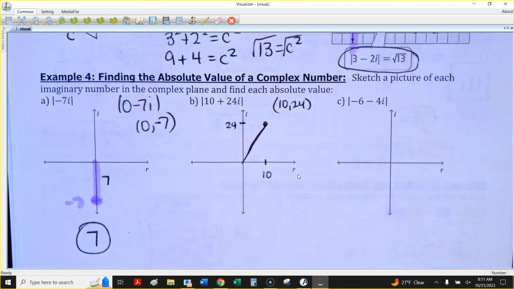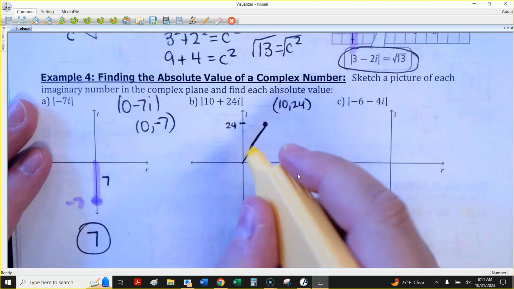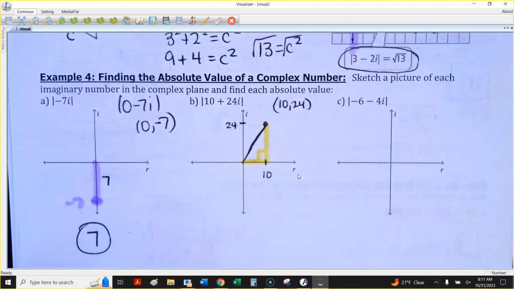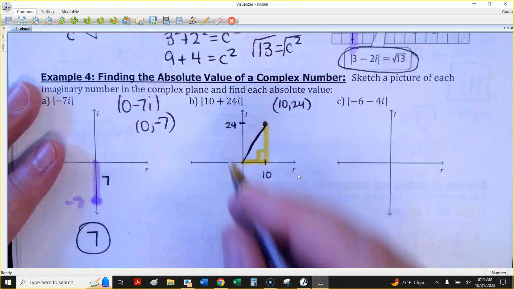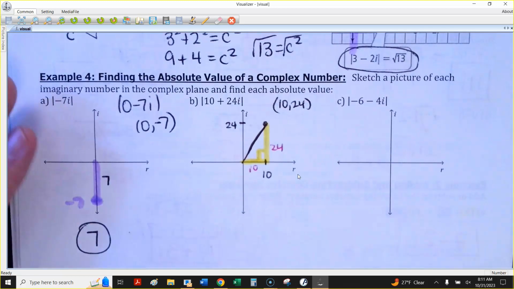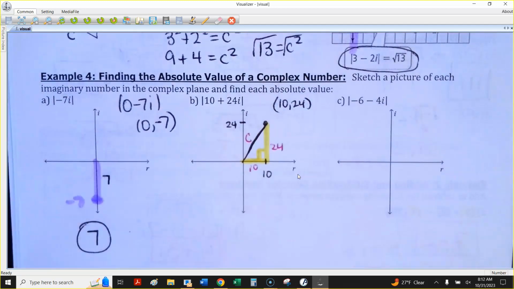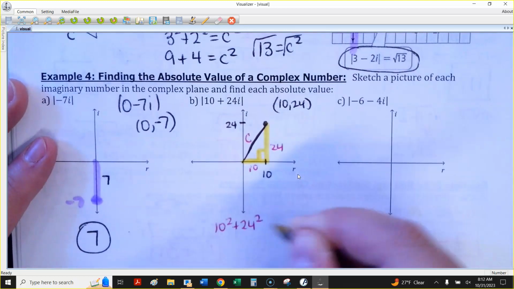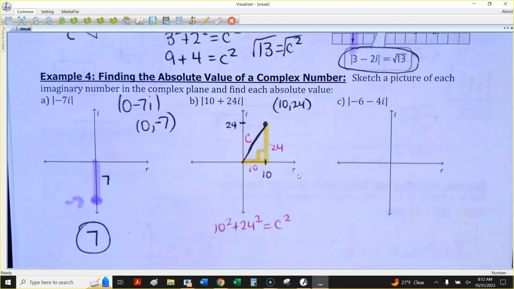There's a couple ways you could do this, but I'm just going to make a tiny little right triangle. So I'm going to go over 10 and up 24. That would make a right angle right there, so I could just use my little Pythagorean theorem. This would be 10, this would be 24, and I'll call this one C so it matches the Pythagorean theorem. I'm trying to find the distance from the origin to that point, to give the absolute value of that complex number. So we're just going to do 10 squared plus 24 squared equals C squared.